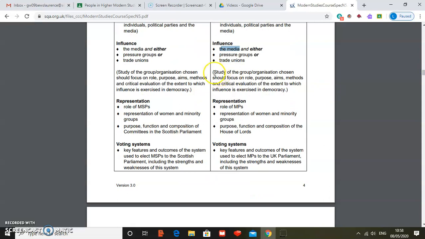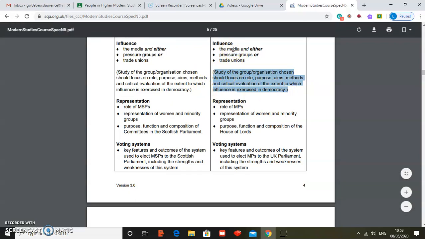Now, study of the group organisation chosen should focus on the role, purpose, aims, methods and critical evaluation of the extent to which influence is exercised in democracy. In other words, basically, how do they get involved? What's their purpose? What kind of methods do they use to try and influence people?